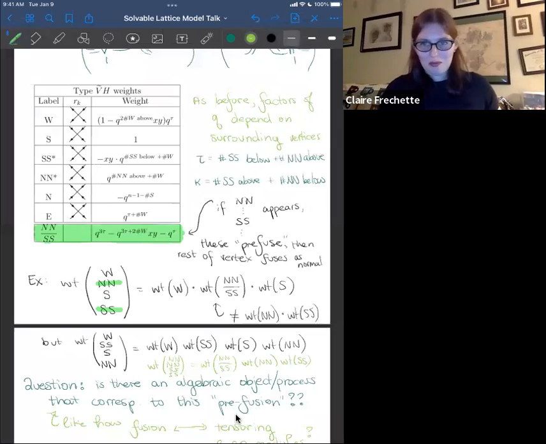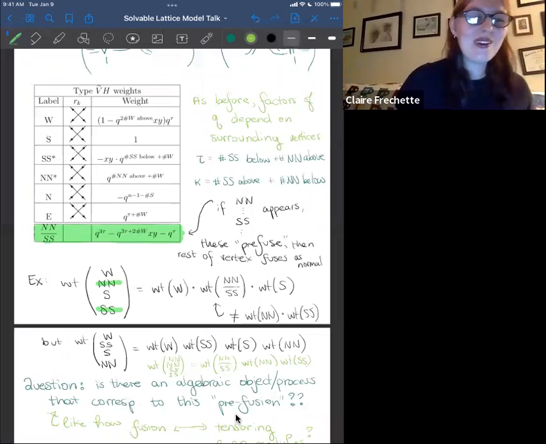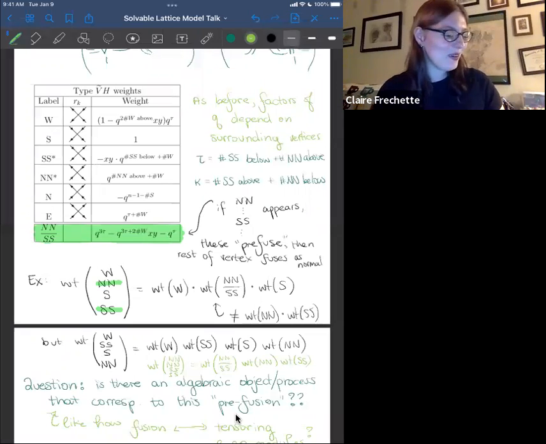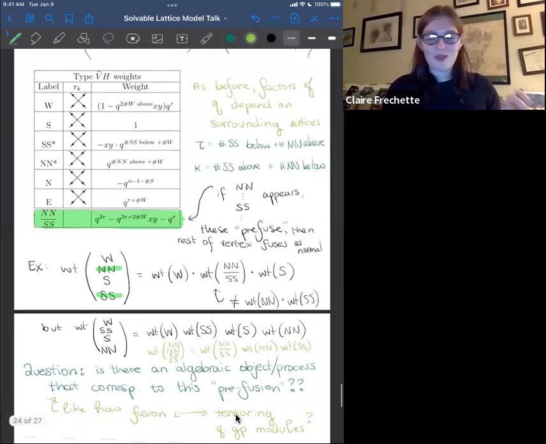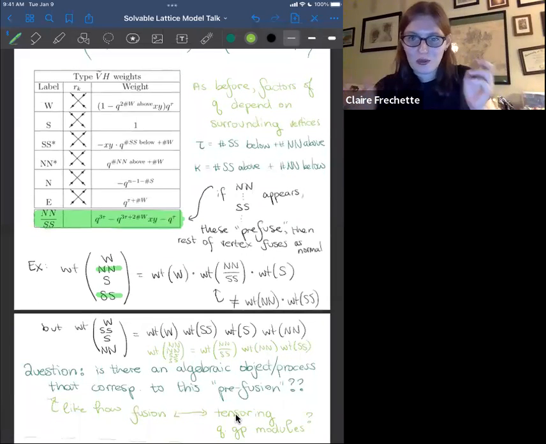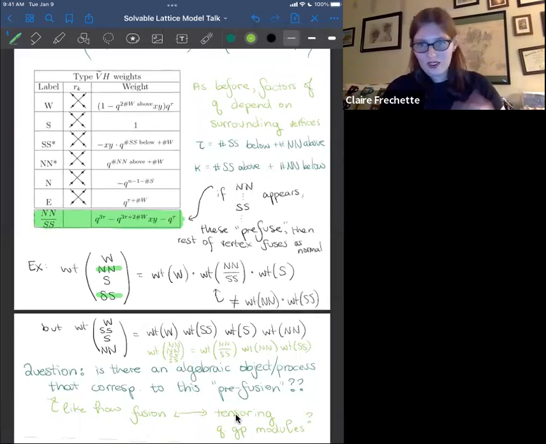And my question, the big question I'm left with at the end of this paper is, where does this come from? Is there an algebraic object that corresponds to this process of this strange pre-fusion in the same way that fusion corresponds to a tensoring of quantum group modules?